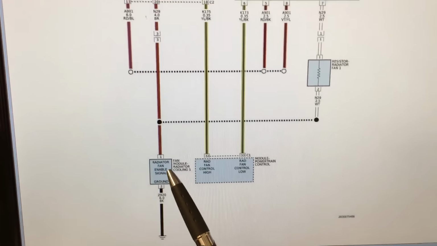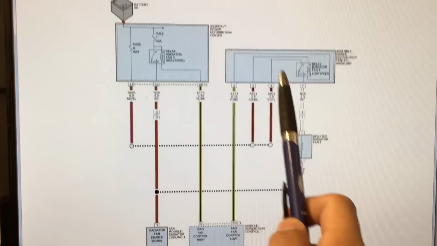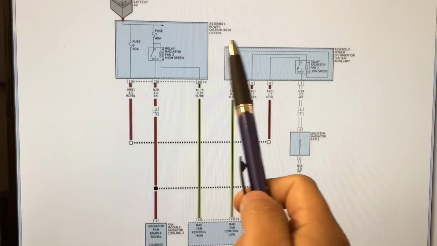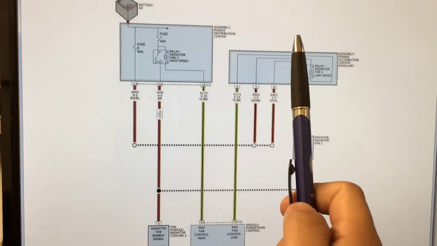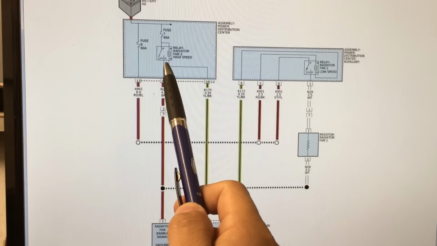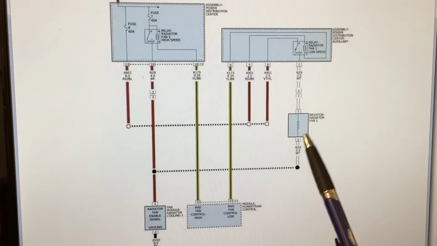And if you look over here, we have the powertrain control module, which is the engine computer. If you look up here, we have a power distribution center, and over here we have another power distribution center. So there's two different fuse boxes that house both the fan relays. There's a relay for a low speed over here and a relay for a high speed over here. Now if you look over here, you'll also notice that we have a resistor for the radiator fan.